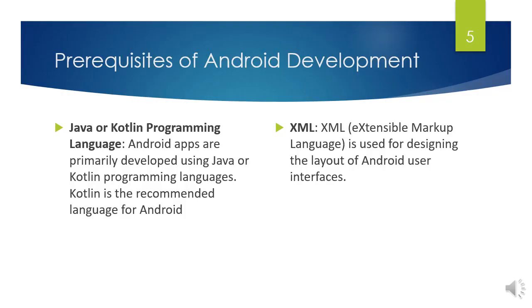Prerequisites of Android development: Java or Kotlin programming language. Android apps are primarily developed using Java or Kotlin programming language. You should have a good grasp of object-oriented programming concepts, data types, control flow, loops, functions, and classes. While Kotlin is the recommended language for Android.